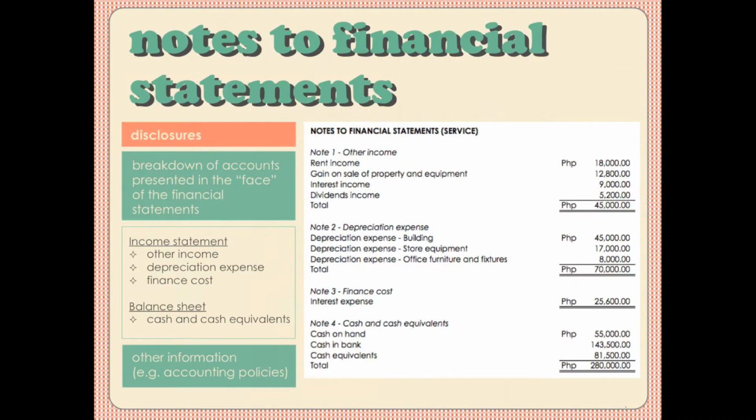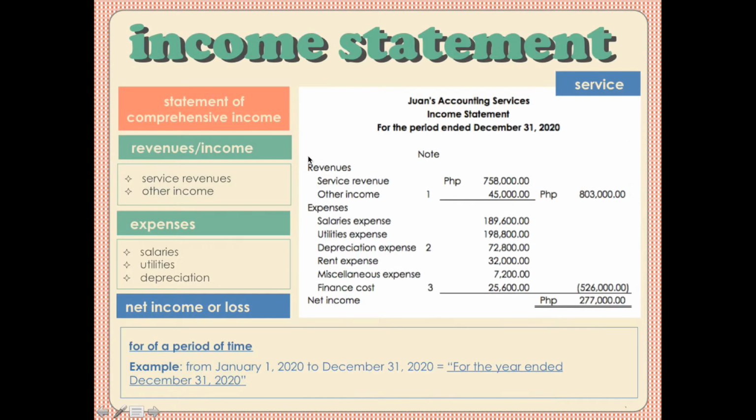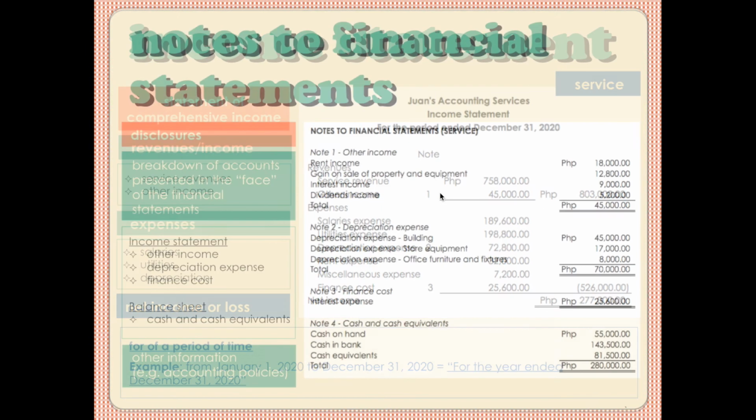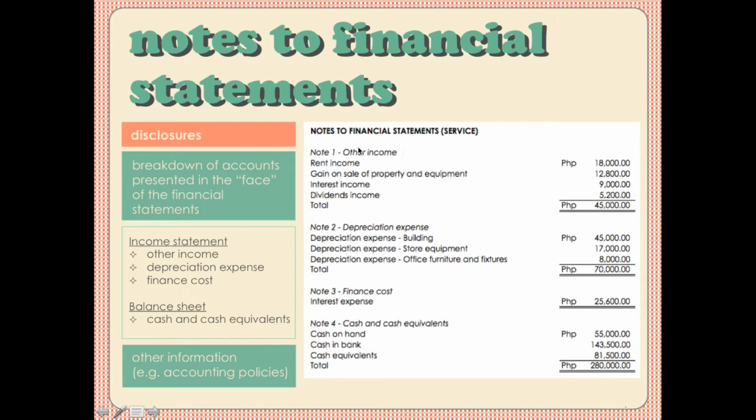For example, here we have the first part of the notes to financial statements. The first note provides the breakdown or details of the other income account presented in the income statement. This is labeled as Note 1, and if we look at the income statement, we'll see that there's also a tagging here, so other income is also tagged as Note 1. The other income is cross-referred to Note 1 of the Notes to Financial Statements.